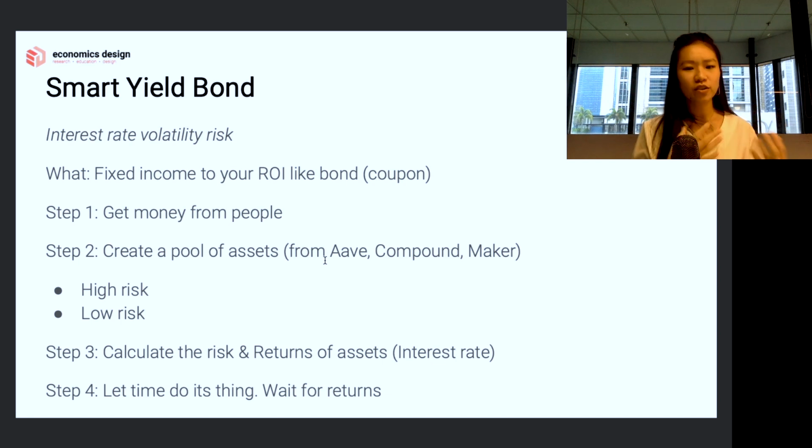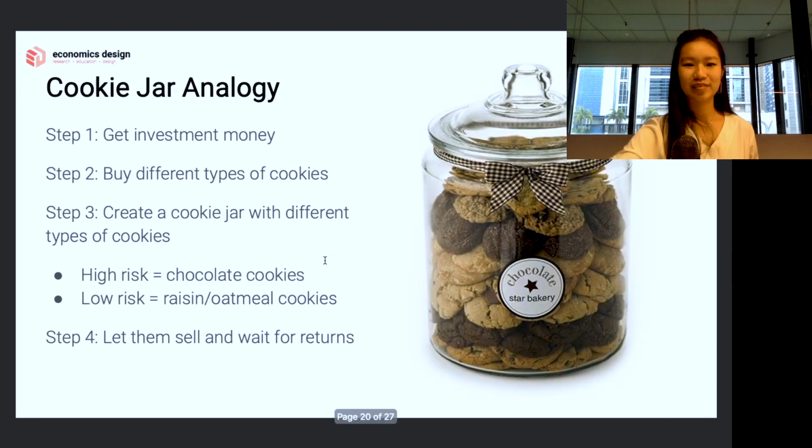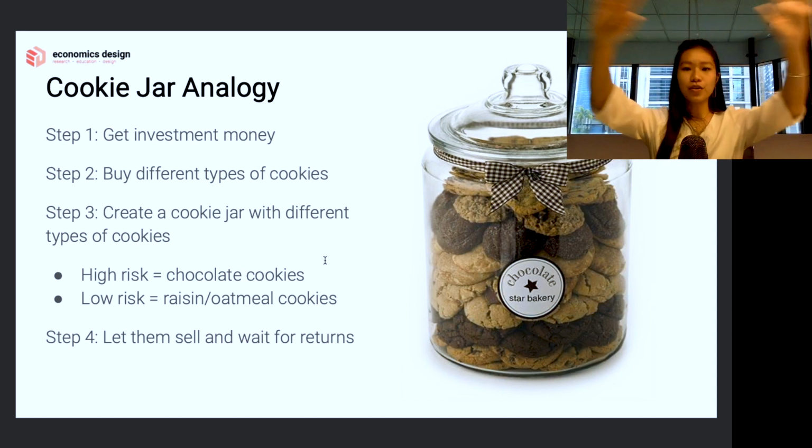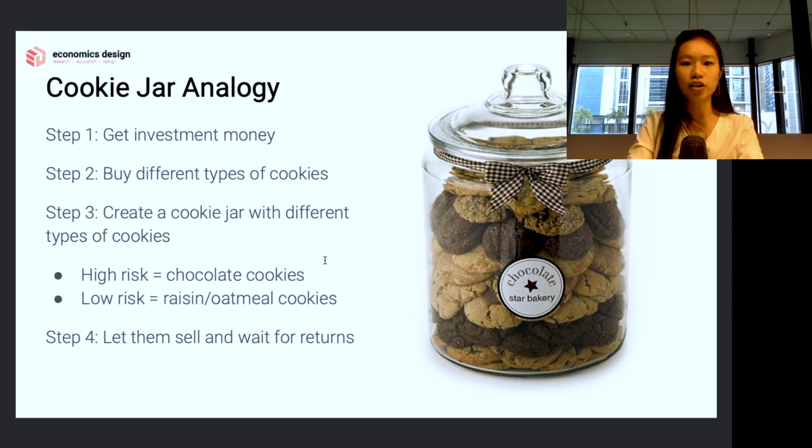But for those who don't speak so much of finance, let's talk about the analogy of cookie jars. I like cookie jars because they're a lot easier to explain and understand what these financial products are. So let's take an example of cookie jars. Step 1, get investment money. So I tell everyone that I'm going to create cookie jars and people can buy these cookie jars. Do you want to be part of this idea? Give me your money and I can create this product and you can own part of these cookie jars.